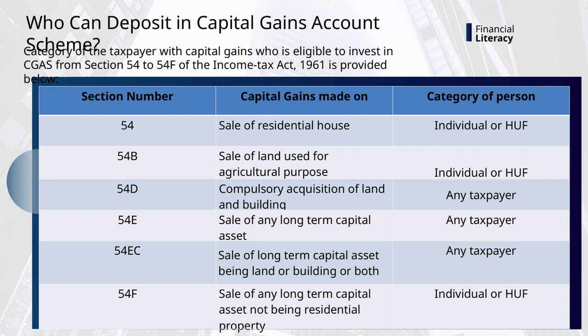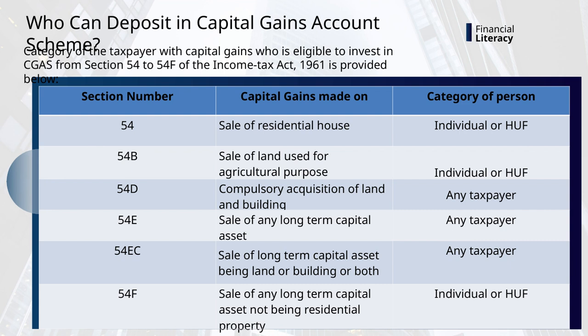Finally, Section 54F is interesting because it applies to the sale of any long-term capital asset that is not residential property. Here, only individuals and HUFs are eligible. So, the key takeaway is that depending on the type of capital gain and the asset involved, different categories of taxpayers, mainly individuals and HUFs, are eligible to deposit in CGAS.